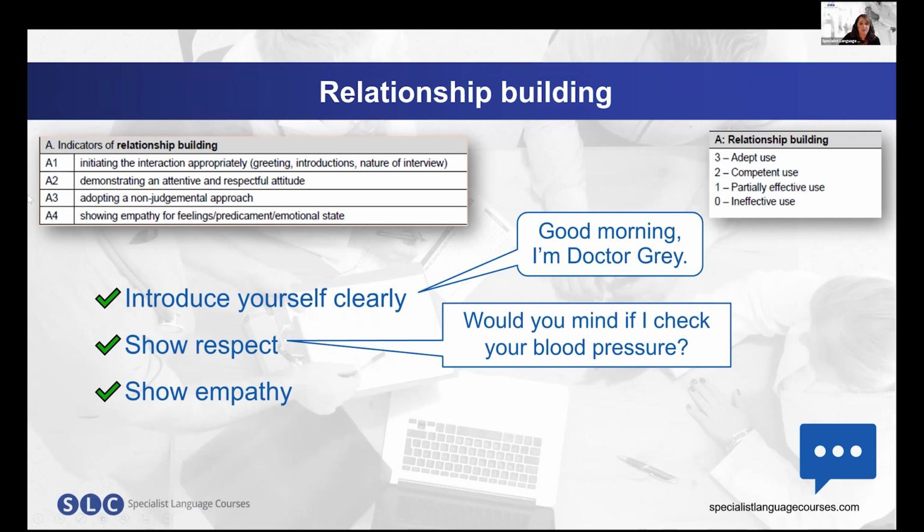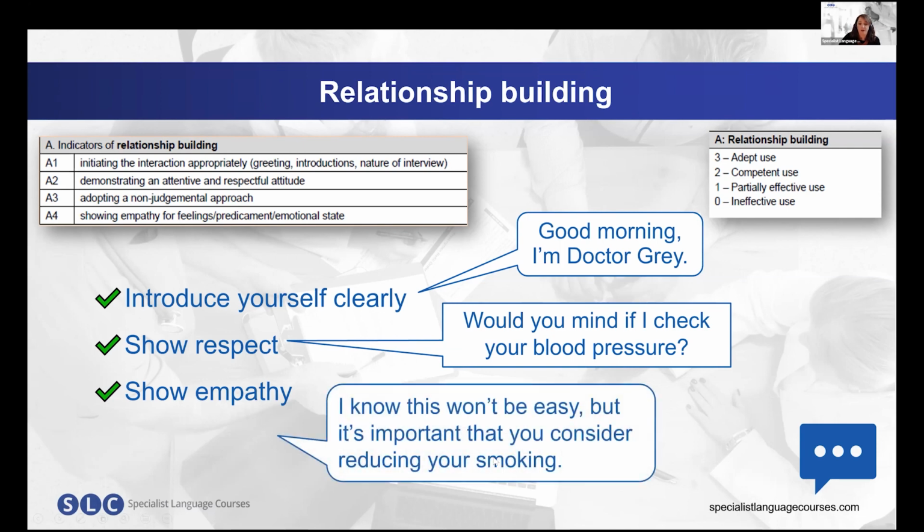Great. So we've got two of these criteria that we can put together. So we've got demonstrating an attentive attitude. So here you can use active listening. So using phrases like, I see, okay, while the patient is talking. And then you've got your empathy phrases. For example, I know this won't be easy, but it's important that you consider reducing your smoking. We can replace this. I know it won't be easy. I understand it might be difficult. I can see that this may be difficult.